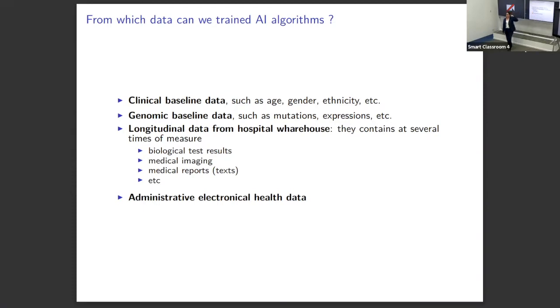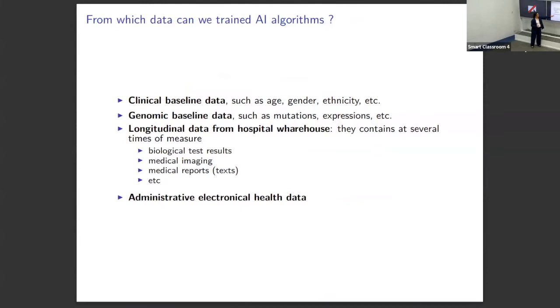But from a hospital data warehouse, you can imagine what they record from a patient. They will record all biological test results, and if you have several test results, you have several records in time. They will record medical imaging and medical reports. So you have text at several times, through time, and so on. This kind of data is very, very huge, and of various types, so it's a bit hard to put in the same algorithm.